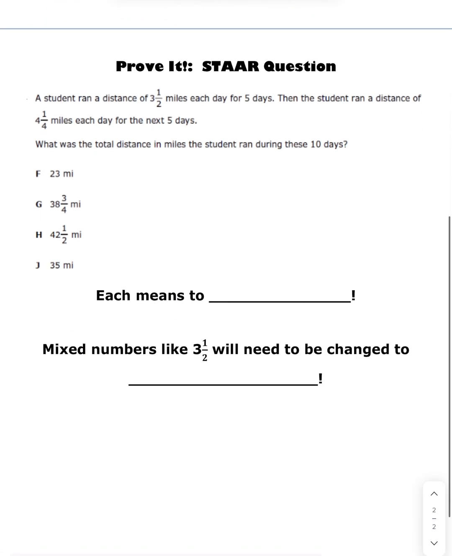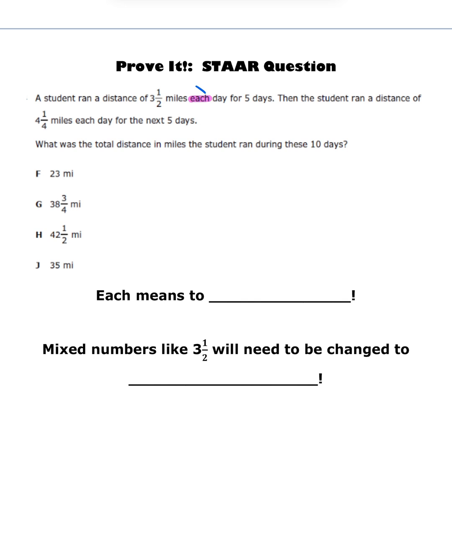So your prove it STAAR question: a student ran a distance of 3.5 miles each day for 5 days. Then the student ran a distance of 4.25 miles each day for the next 5 days. What was the total distance in miles the student ran during these 10 days? So on this problem, it's similar. We have some combined fraction and whole number problems. And we know the word each means to multiply.